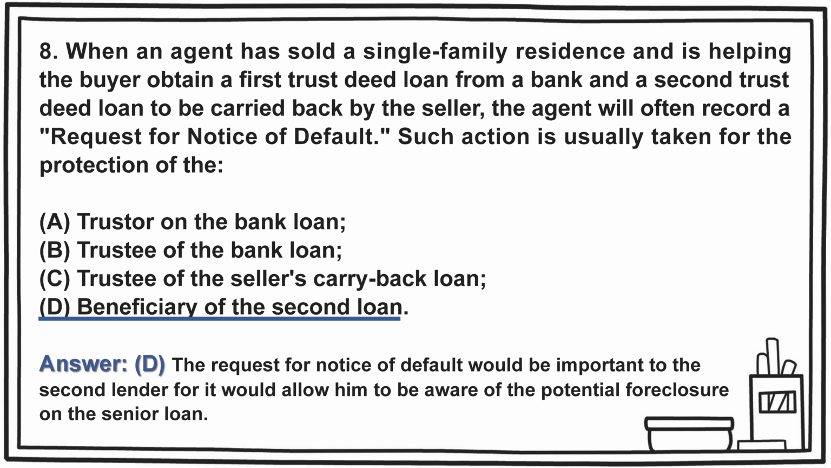Answer: D. The request for notice of default would be important to the second lender, for it would allow him to be aware of the potential foreclosure on the senior loan.